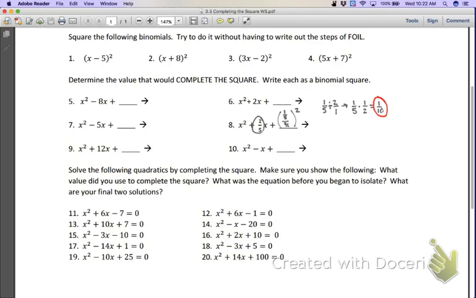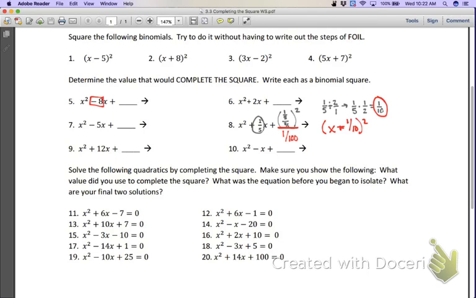So what's my binomial going to look like? X plus 1/10 quantity squared. Now, what value is actually going to go in that blank? What is 1/10 squared? 1/100th, because 10 squared is 100. So the same way then with 5.